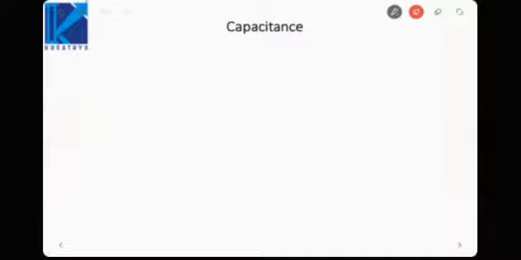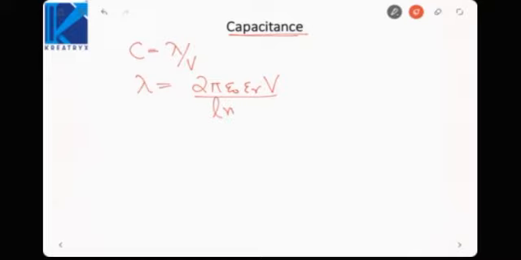Now let us talk about the capacitance of the cable. As we saw when we compared it with the overhead line, the capacitance of the cable is higher than that of the overhead line. That means we need to determine the capacitance. How were we determining the capacitance in the overhead line? In the last lecture we derived lambda as 2 pi epsilon naught epsilon r V over ln R by r. So the capacitance would be 2 pi epsilon naught epsilon r over ln R by r.